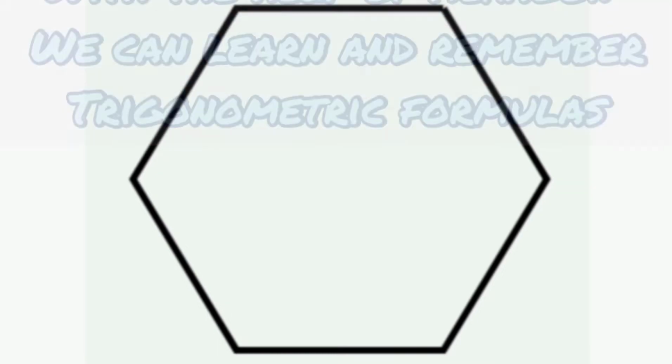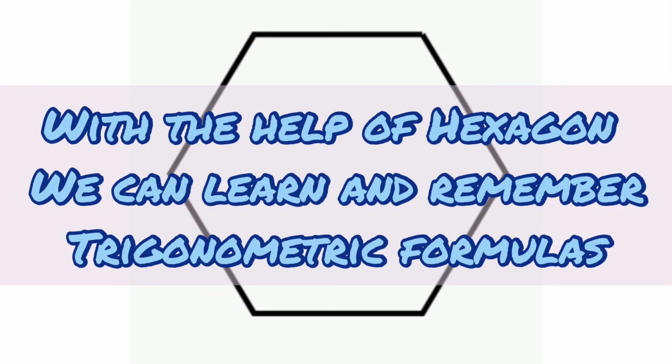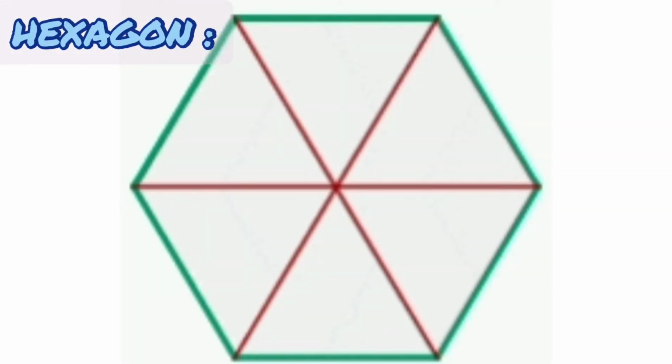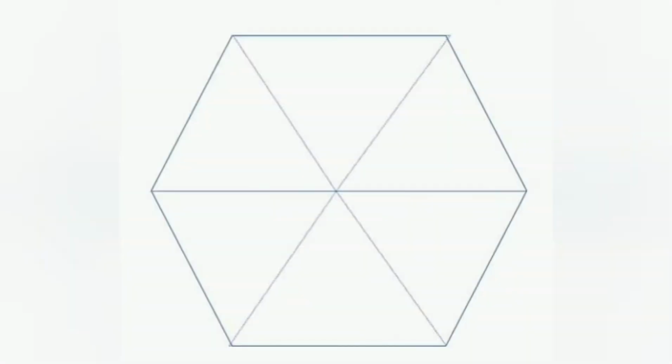You might have found many formulae difficult to memorize, as there are a lot of formulas in trigonometry. But we have a little trick to show you by using the super hexagon. With the help of the hexagon, we can learn and remember the trigonometric formulas. First, we take a hexagon with diagonals.